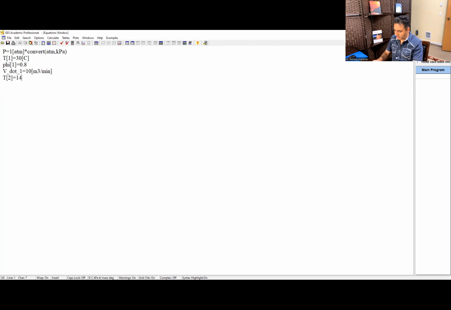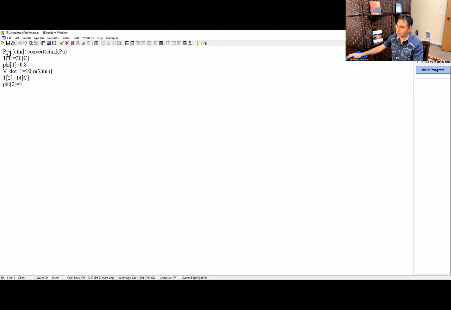T2 was given as 14 degrees Celsius. Okay, that's cool. And Phi2 was given as 100% relative humidity. That was pretty much the whole thing. So what's the next step?